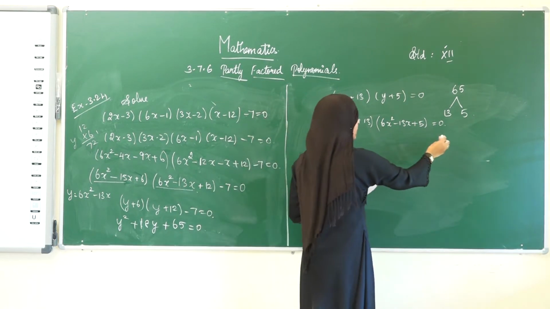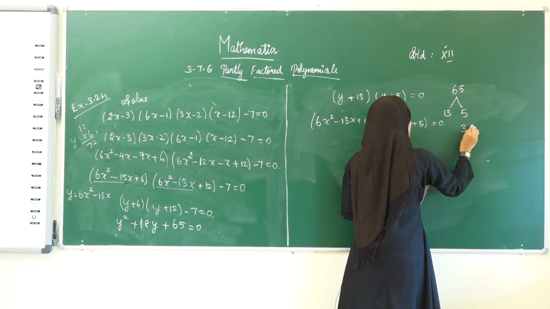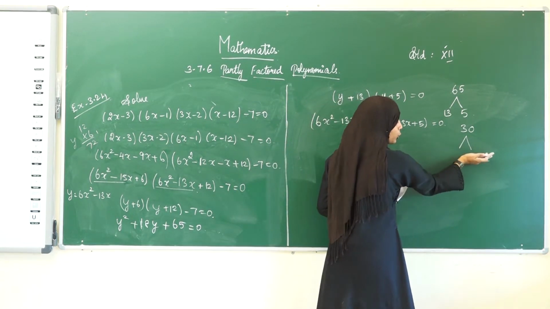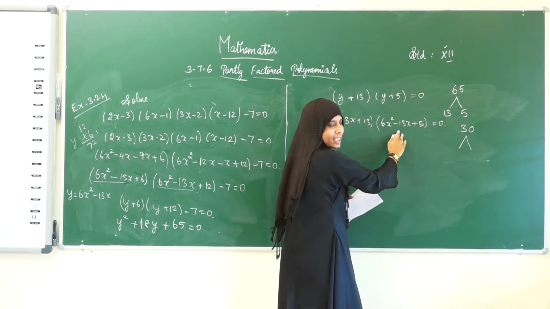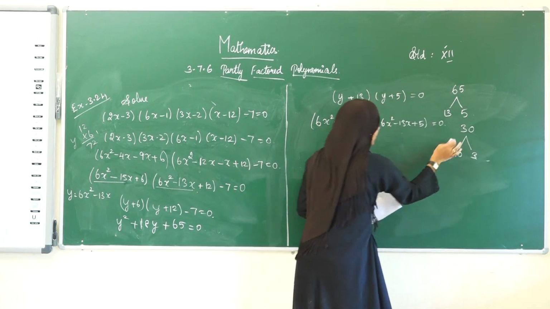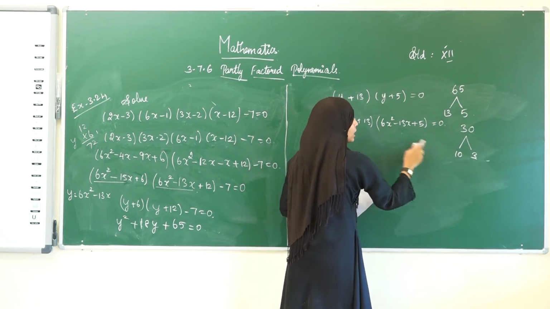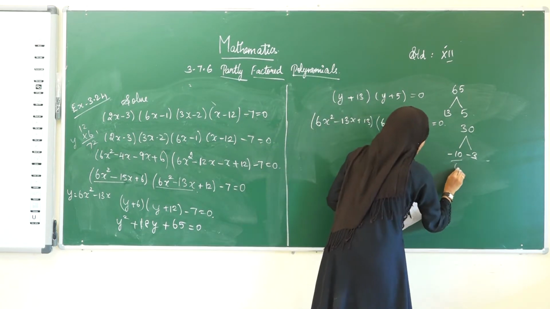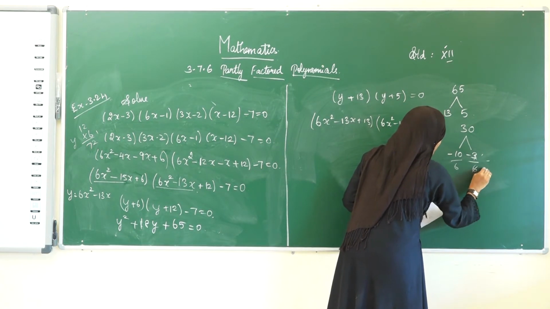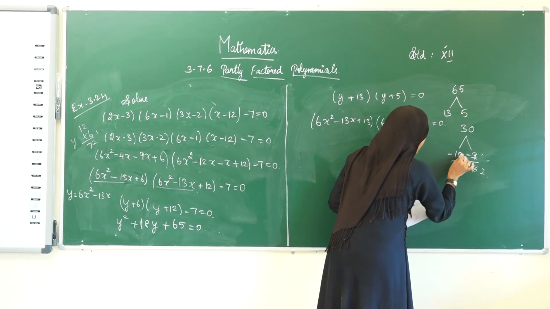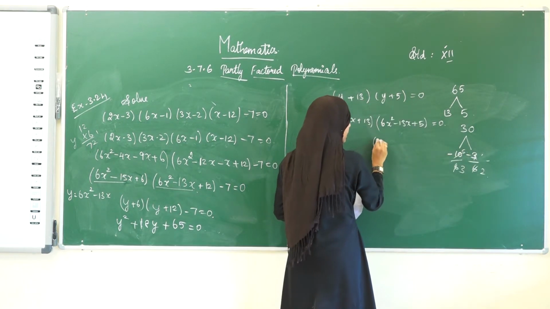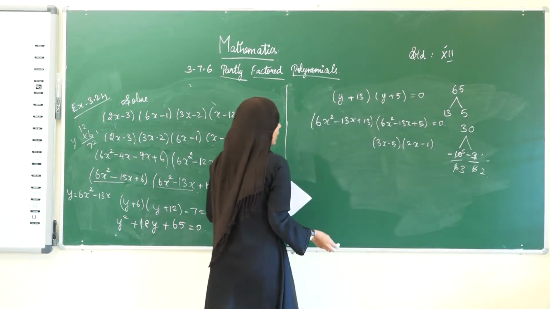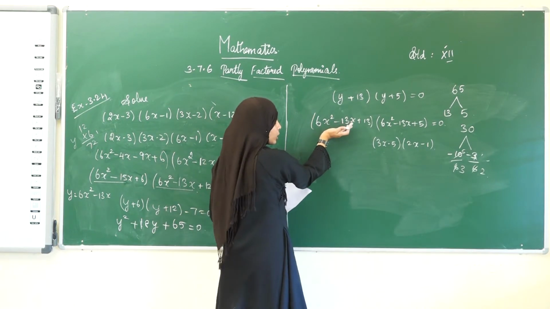This can be solved by this method, right? 6 into 5 is 30. We should find two terms which multiply to 30 and when we add them we should get 13. So 10 into 3 is 30. Here it is plus, so here it is minus 13. Therefore minus into minus, here we get plus. Divided by 6, 1 and this one is 2. See here 3 and 5. This can be written as 3x minus 5 into 2x minus 1. Okay, so now we are going to solve the other quadratic equation.